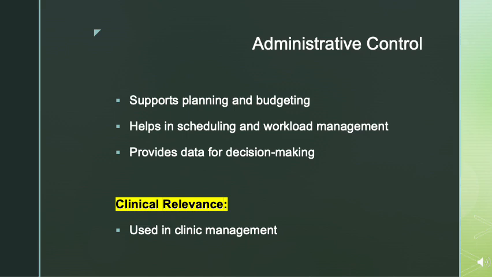Managers and administrators use records to guide operational decisions. Clinical example: if records show a high number of patients requiring orthopedic rehabilitation, the clinic may allocate more equipment or assign more therapists to that area. So, records are essential not only for patient care, but also for managing the efficiency and effectiveness of the department.